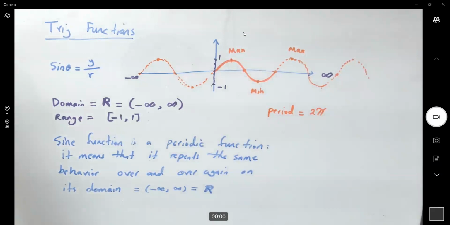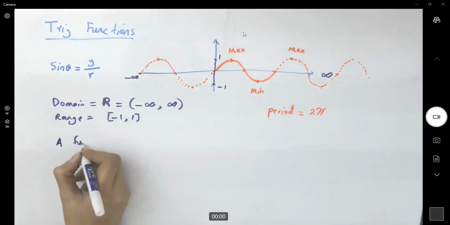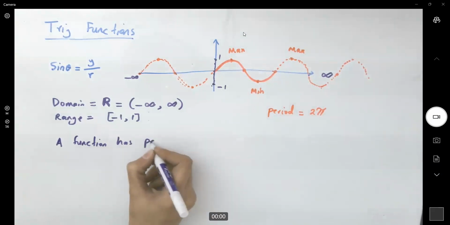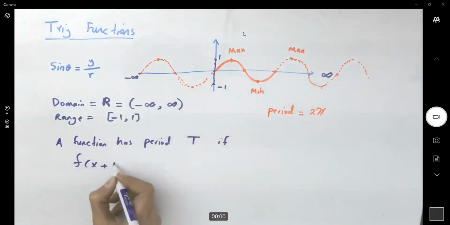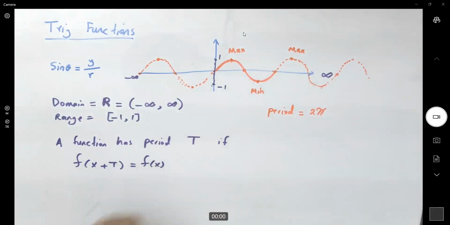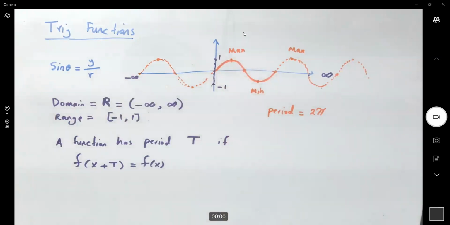When we're talking about periodic functions, the definition is this: a function has period T if f of x plus T is equal to f of x. It means that after the period T, the function repeats itself. In this case, for the sine function, the period is 2 pi. The function repeats itself after 2 pi. So you can write it this way: sine of x plus 2 pi is equal to sine of x. The function repeats itself each 2 pi period.